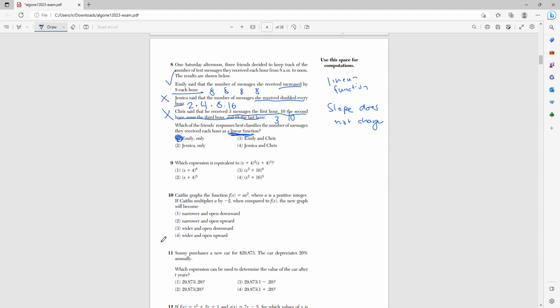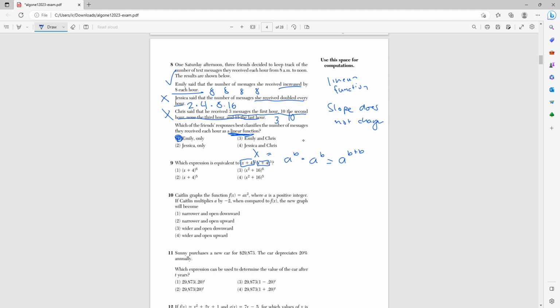Number 9 asks which expression is equal to (x + 4)^2 times (x + 4)^3. Remember that to save a lot of time, don't multiply this out. Remember your exponent rules: a^b times a^c is equal to a^(b + c). In this case, our bases are actually the same. x + 4 and x + 4 are completely the same thing.